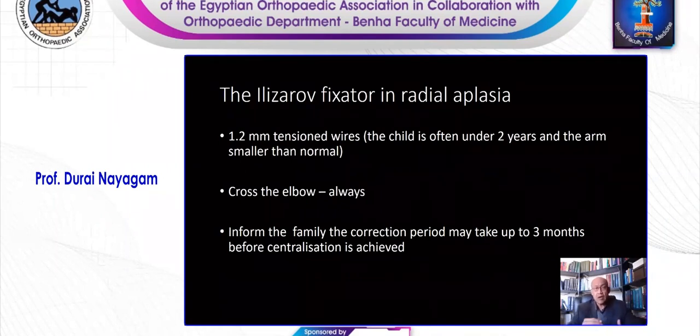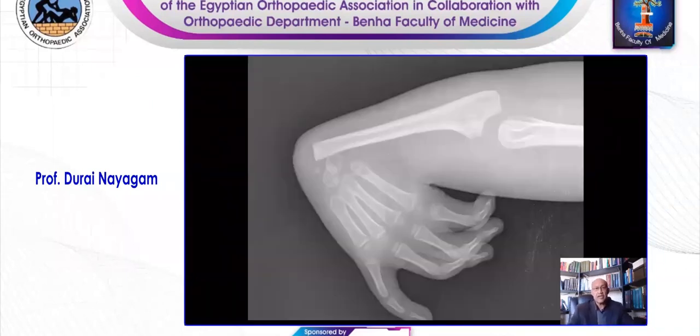We always extend the fixator across the elbow, although it's more common to find problems with elbow subluxation during correction with ulnar aplasia. It is also possible with radial aplasia, and this would be a complication best avoided. Always inform the family that the process of moving the hand from the side of the forearm over to the end of the ulna may take up to 3 months, and therefore to be patient for the correction to be achieved.